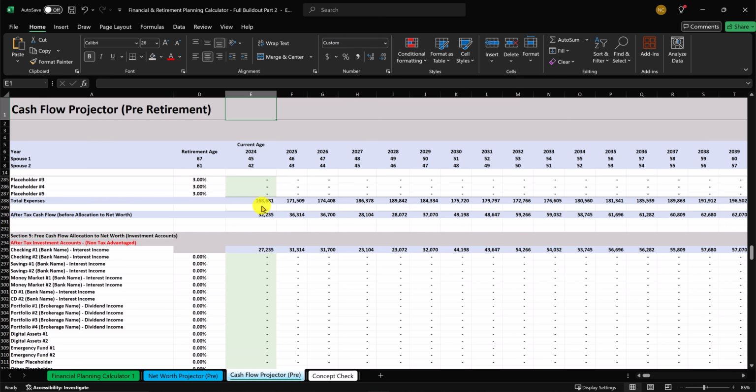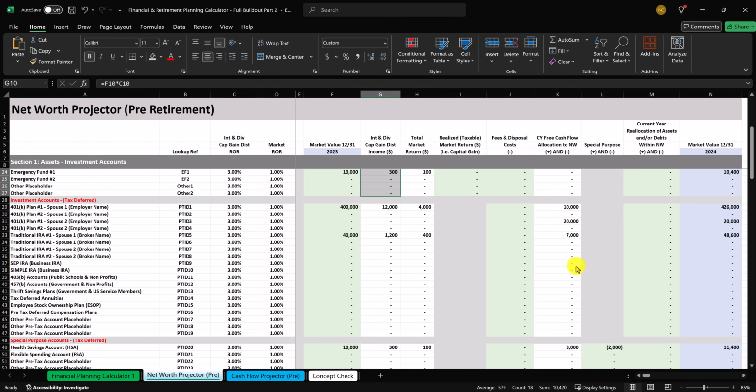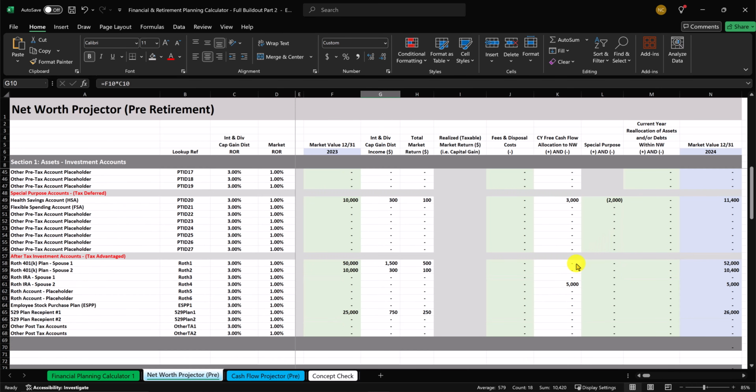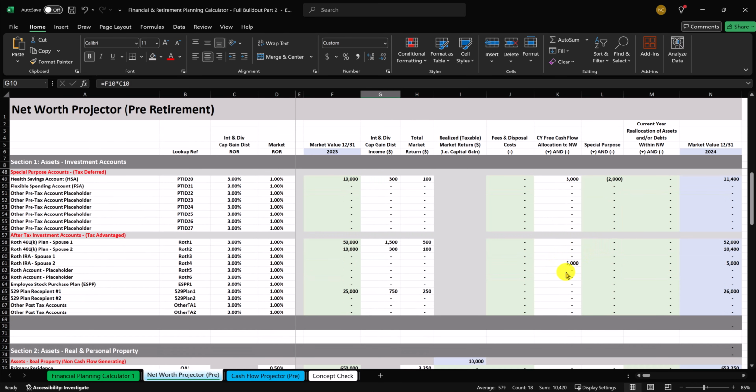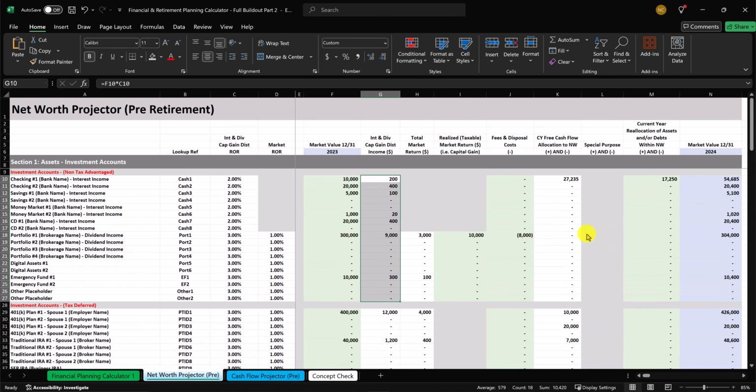For example, right now we have $32,235 left to allocate. And for the moment, I've kept it pretty straightforward. We have a $5,000 contribution to a Roth IRA, and the remaining $27,235 has been allocated to checking 1. So when we go back over here to the net worth projector and I scroll down, there's our $5,000 Roth IRA contribution. And then if I scroll up all the way back to the top, we can see our allocation of $27,235 right here in checking 1.